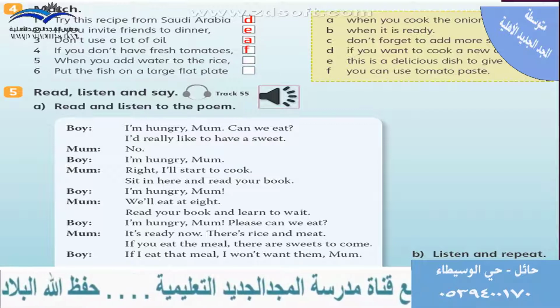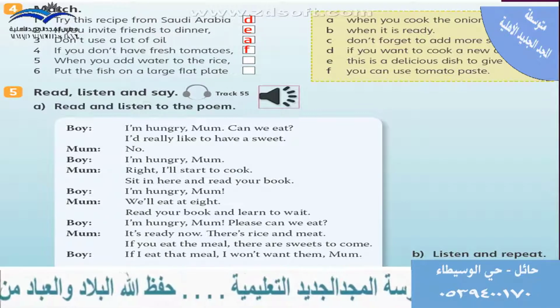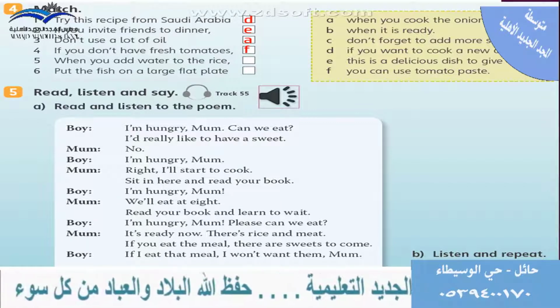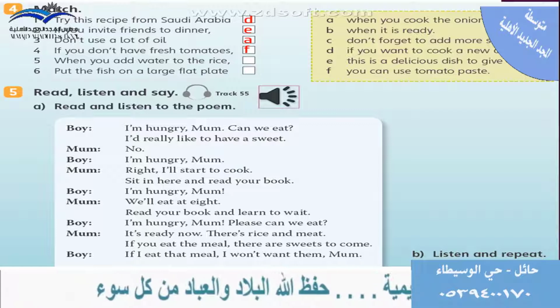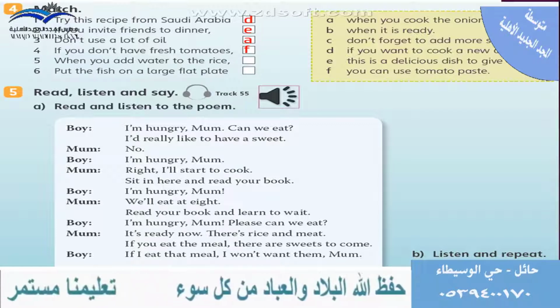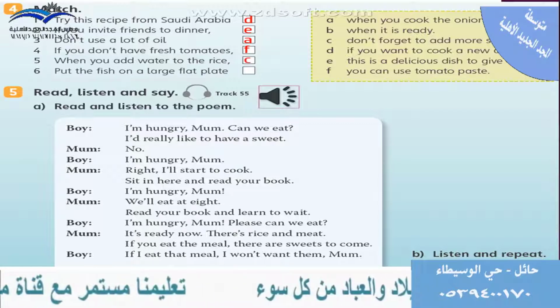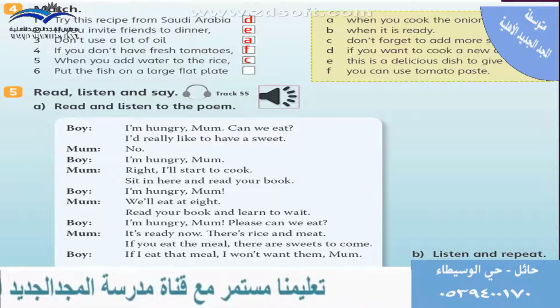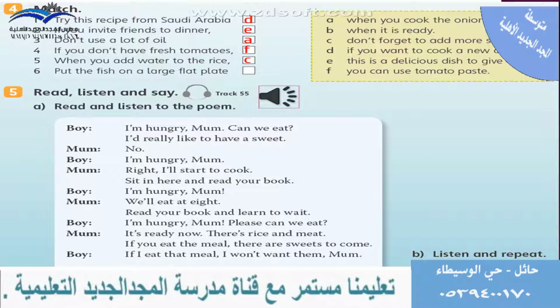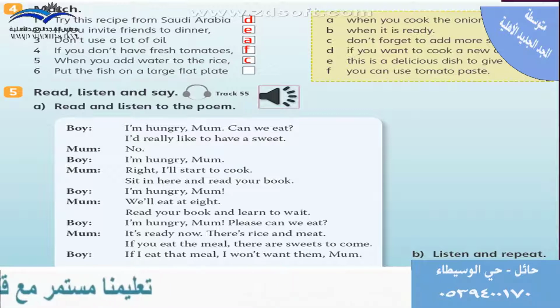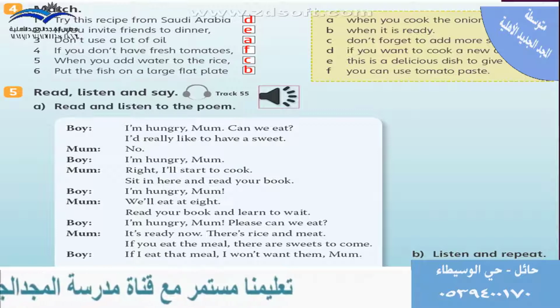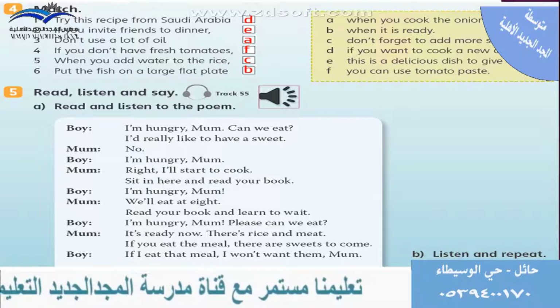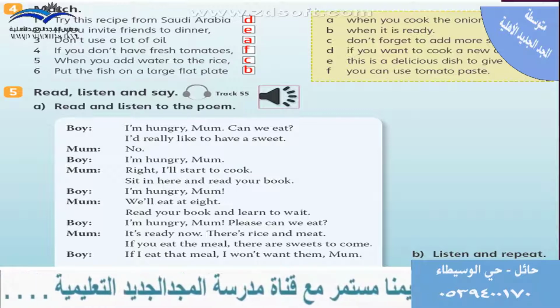When you add water to the rice, don't forget to add more salt too. ما ننساش نضيف إيه؟ ملح. Put the fresh fish on a large flat plate when it is ready. لما يكون إيه؟ جاهز.